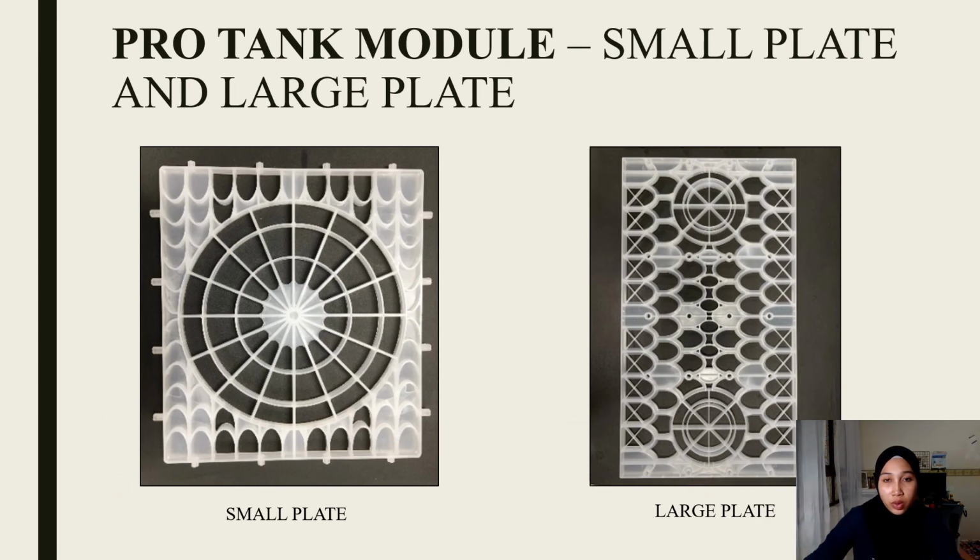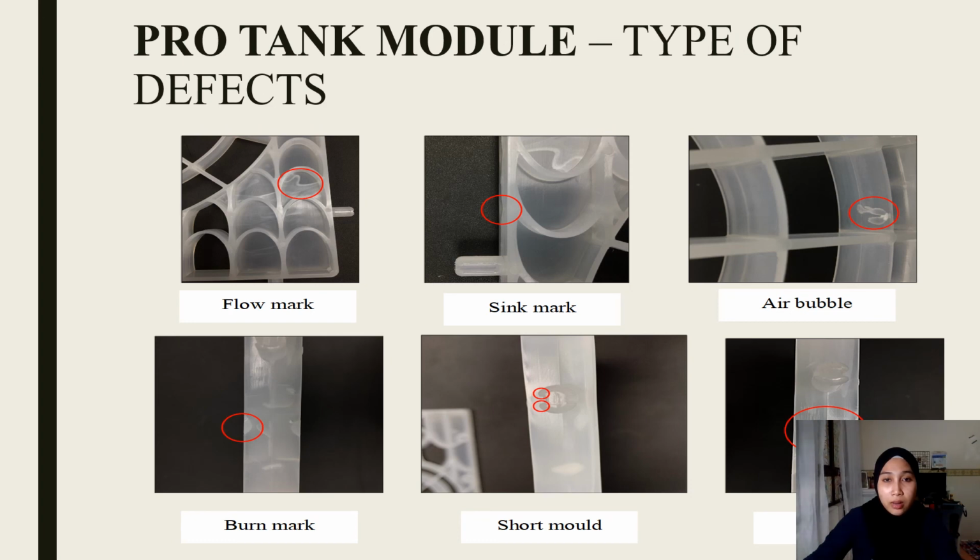This is the Atlantis product from Australia called ProTem module that is used in construction appliances. ProTem module testing has been done to identify the types of defects found, such as weld line, burn mark, air bubble, or short mould. These are the types of defects found on ProTem module. These defects can affect the mechanical and physical properties of the product, hence the quality of the product is reduced.